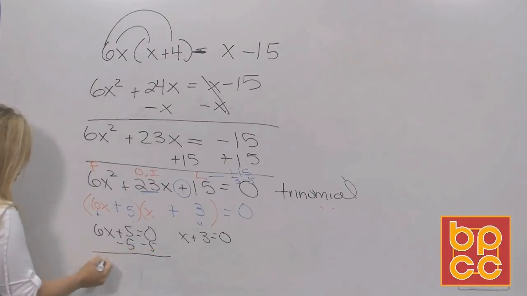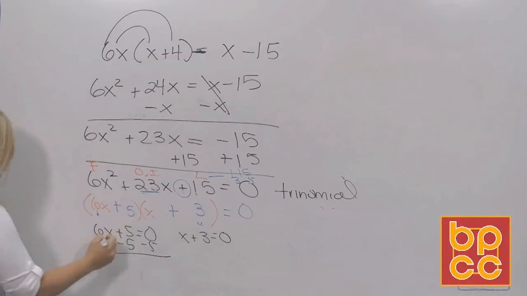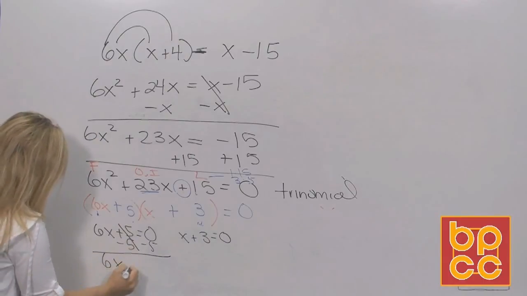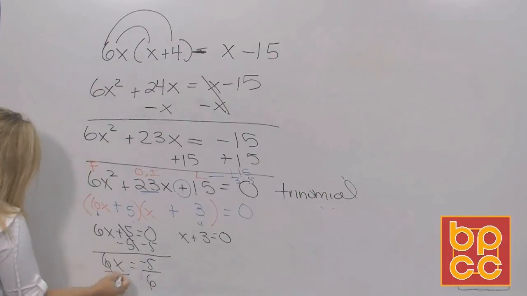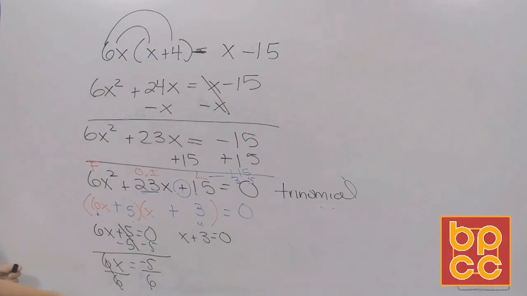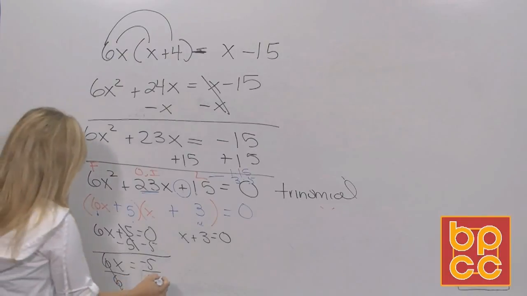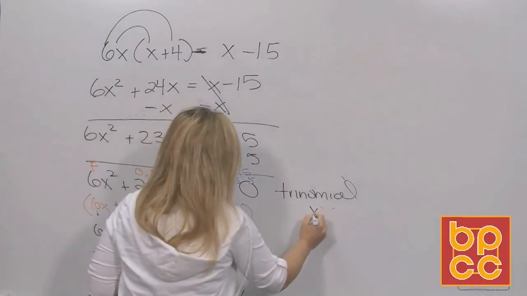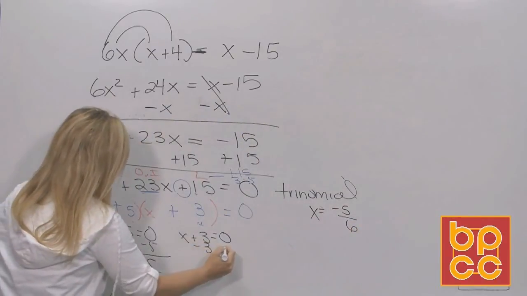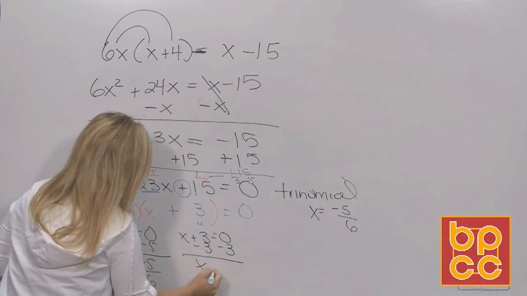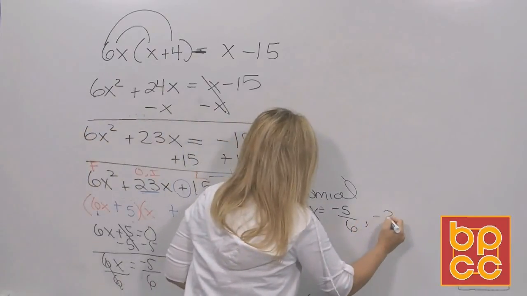We move the numbers to the right. We leave the variable on the left. We're going to divide by 6. 5 does not divide by 6 nicely. We prefer our answers in college algebra to be fractions. So this solution would be x equals -5/6. The second solution is very nice. We would subtract 3, and we would get x equals -3.